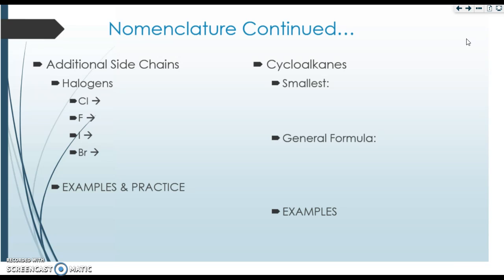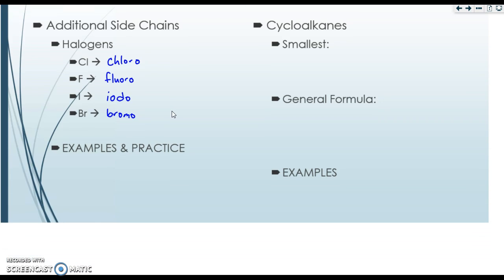But instead of using chloride or the yl ending, we use an o. So this is chloro when it's in an organic molecule. This is fluoro, iodo, and bromo. Obviously, halogens are not carbons, and since they're not carbons, they cannot be part of the main chain. But again, all the naming rules apply from before.